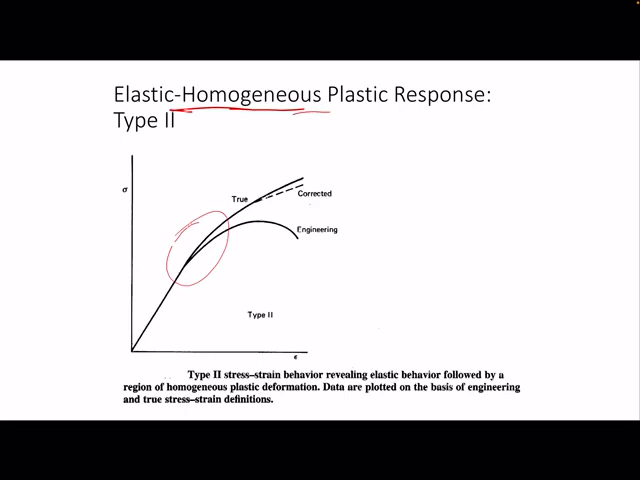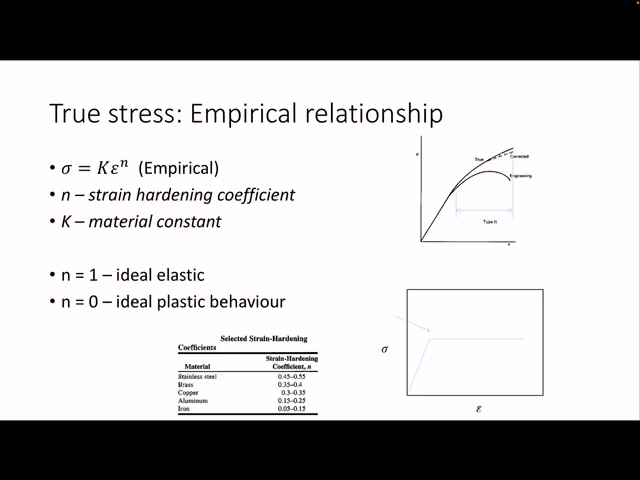So we see a stress-strain behavior revealing elastic behavior followed by a region of homogeneous plastic deformation, and data are plotted on the basis of engineering and true stress and strain. So of course, as you know from before, there's your UTS, the ultimate tensile strength, and that's the place where it fractures, and somewhere over here would be your yield strength, sigma 0.